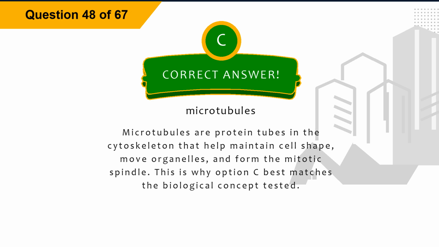Microtubules are protein tubes in the cytoskeleton that help maintain cell shape, move organelles, and form the mitotic spindle. This is why option C best matches the biological concept tested.